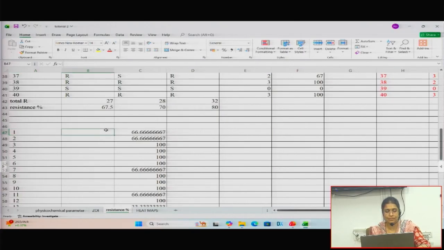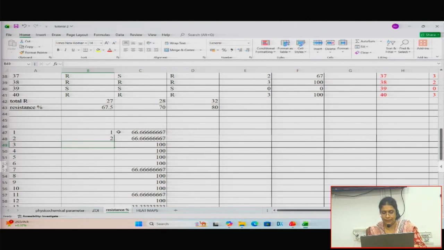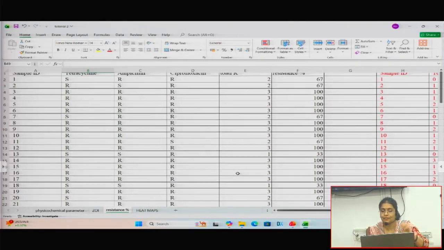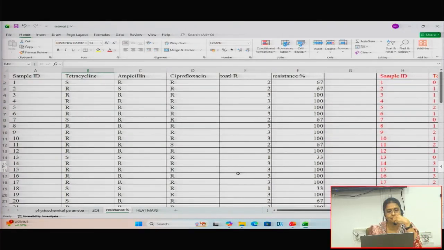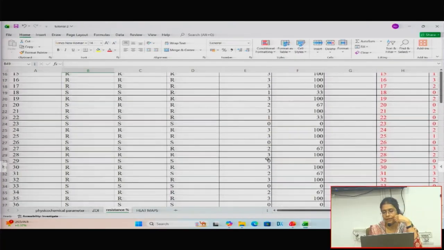Which is the sample which is of concern? No. Okay. So which are those hotspot samples? Sample numbers. So there are a lot here.